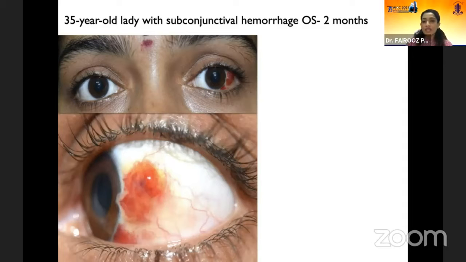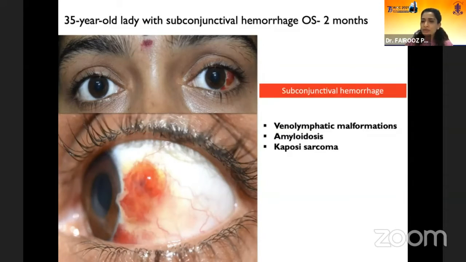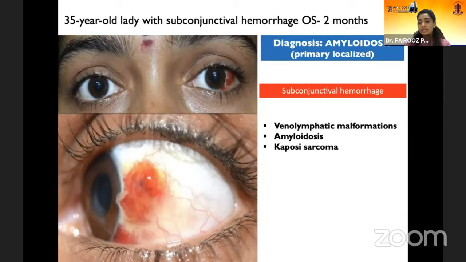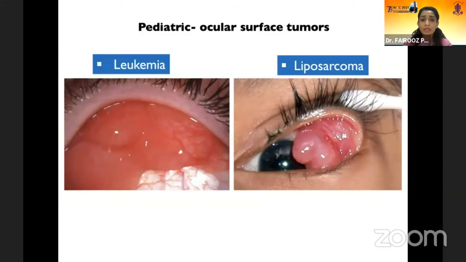35-year-old lady with subconjunctival hemorrhage in the left eye for the past 2 months. Whenever you find a lesion, there is an orangish lesion also associated with it. Whenever you have a lesion where there are repeated or recurrent hemorrhages, there are three things that we would think of. One is venolymphatic malformation, amyloidosis, and very rarely a Kaposi sarcoma in immunocompromised patients. And this turned out to be amyloidosis, a primary localized conjunctival amyloidosis. So these have to be kept in mind.